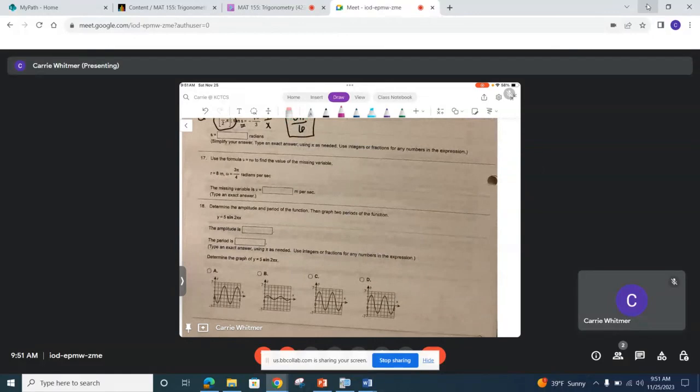Okay, 17, I'm just going to use this formula and substitute in what I have. My R is 8, and then 3 pi over 4. It wants an exact answer, so 4 goes into 8 twice. 2 times 3 is 6 pi.